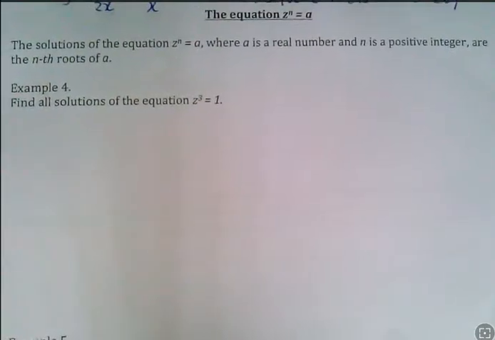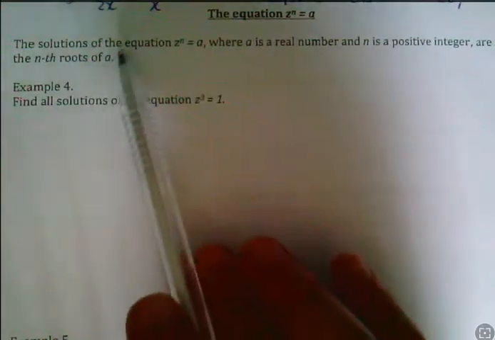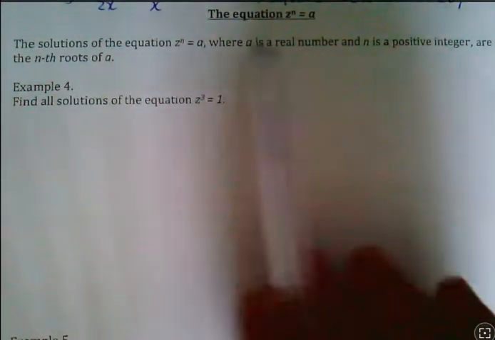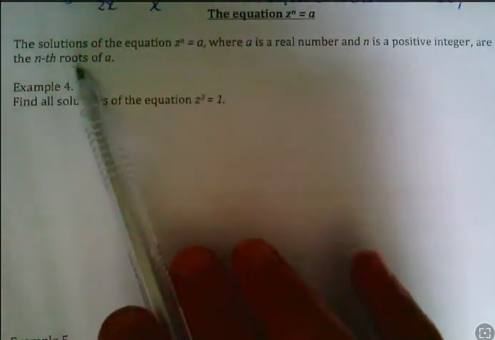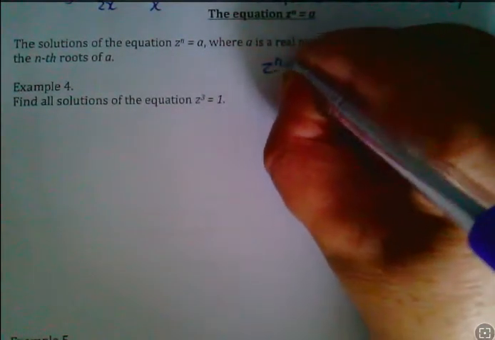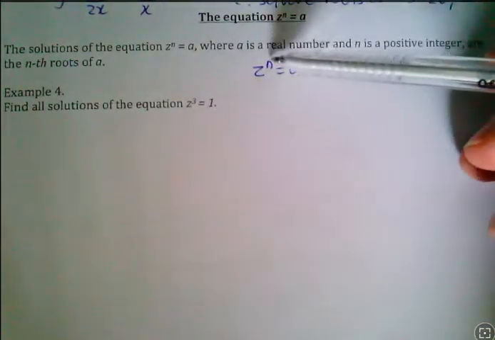Okay, now we're looking at questions of the type z to the power of n equals a constant, or equals a. Sometimes a is a constant, sometimes it's not. So the solutions of the equation z to the power of n equals a, where a is a real number and n is a positive integer, are what we call the nth roots of a.